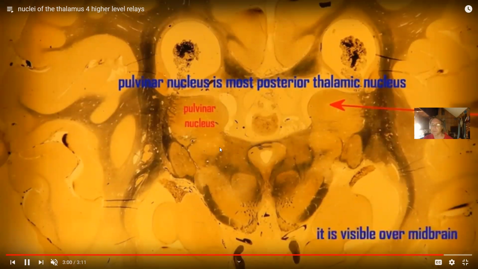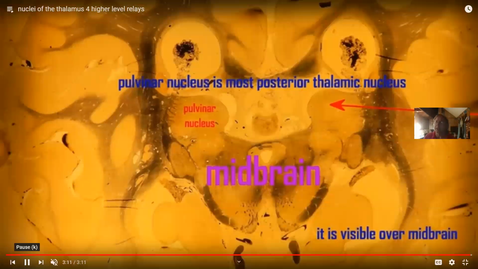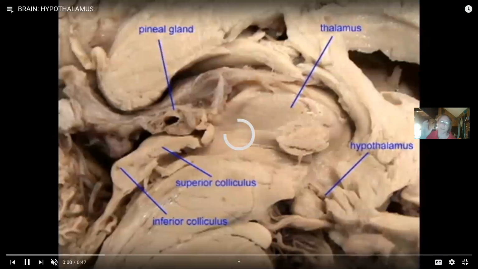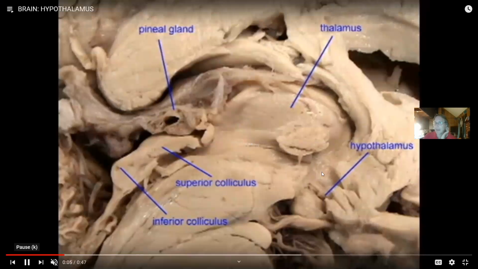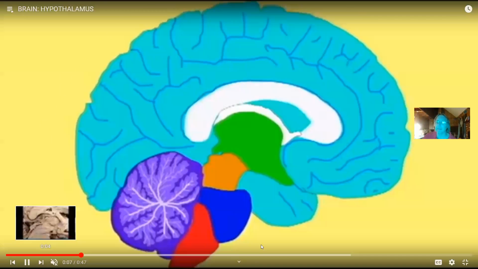So here, once again, here's the midbrain, and here's the pulvinar nucleus, which is the posterior portion of those lateral lobes of the thalamus. So the thalamus, 80% of the diencephalon, has all of these discrete nuclei. Many project to very distinct regions of the cerebral cortex with specific functions. And then the same thing is going to be true of the hypothalamus, which is underneath the thalamus.